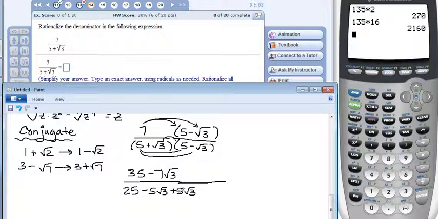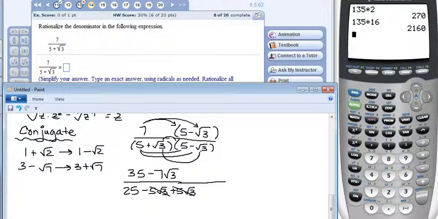What did I just do? I wiped out my square root, didn't I? Minus 5 roots of 3 and plus 5 square roots of 3 are gone. That's what always happens when you multiply a binomial times a binomial and they're opposite signs. Those middle terms always drop. That's my goal. I don't want the radicals in the bottom.